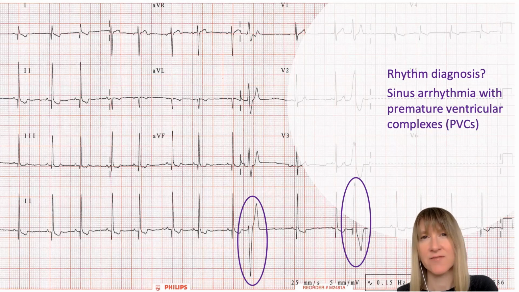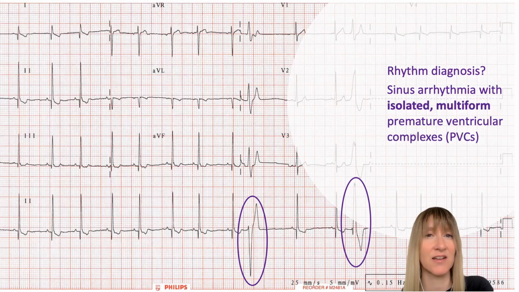And if we wanted to get even a little bit more detailed with our terminology, we could use the words isolated and multiform. Isolated meaning they're occurring one at a time, at least for the ECG that we see. And multiform meaning they look different from each other. And on the next episode, we might dive into that a little bit deeper in terms of what that means relative to perhaps their point of origin.